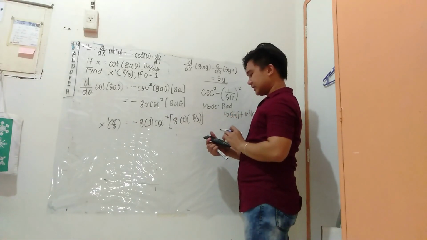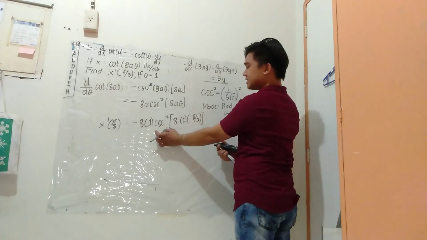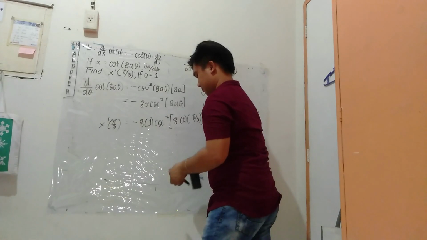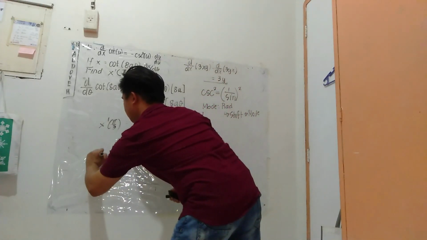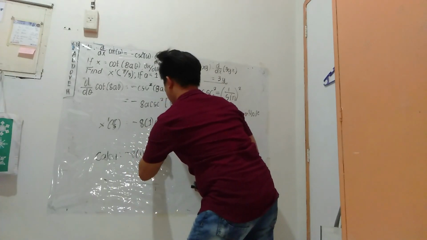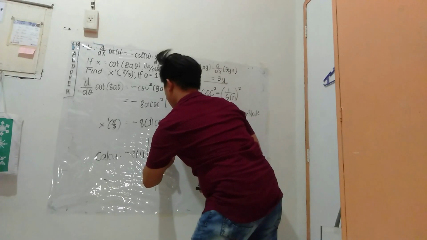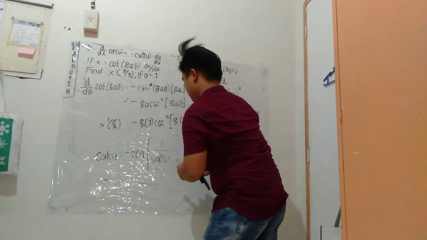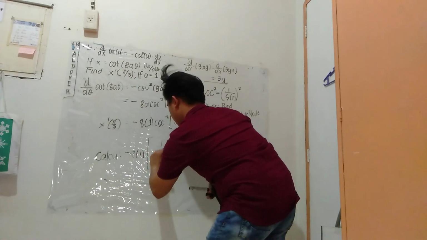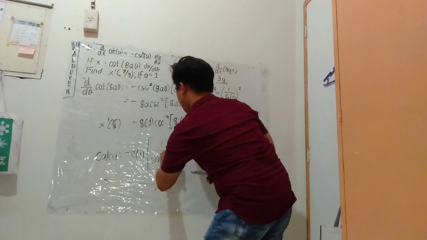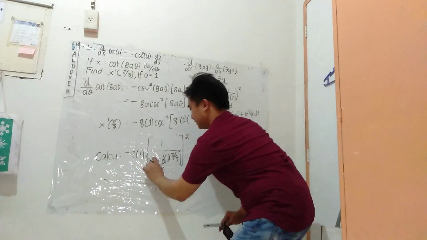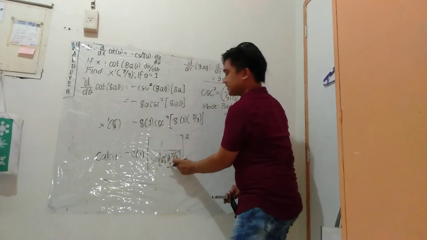So, kapag tinype ko to sa calcu, negative 8 times 1, paano ko nga itatype ang cosecant squared? Ganito po. Negative 8 times 1 times pi over 3. Okay, yan po ang ipapasok nyo sa calcu.